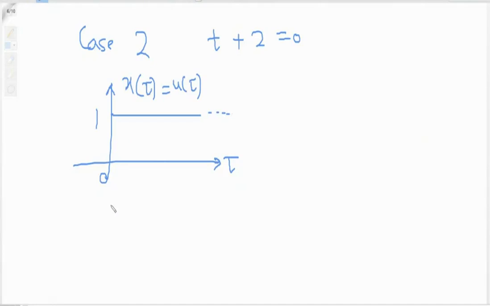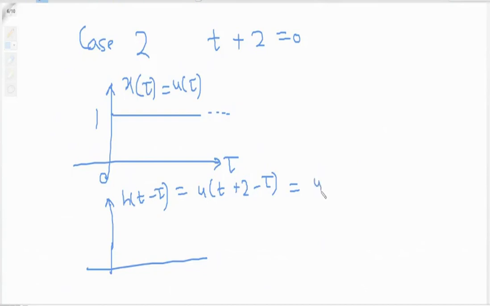Then h of t minus tau, which is nothing but u of t plus 2 minus tau. But I have considered t plus 2 equal to 0. So this becomes simply u of minus tau. What is the graph of u of minus tau? This is the graph of u of minus tau. Amplitude is 1. Again, there is no overlap between these two signals. For integration, we should have some overlap. So no overlap, therefore y of t equal to 0. For case number 2 also y of t equal to 0.